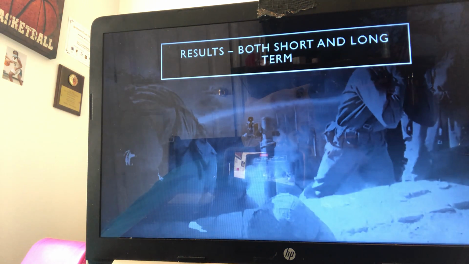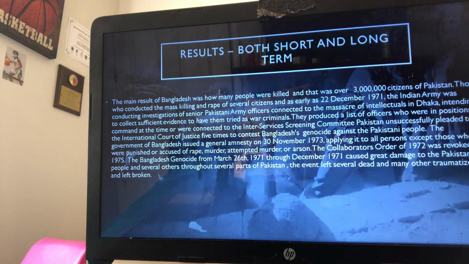Results, both short and long term. The main result of Bangladesh was how many people were killed, and that was over 3 million citizens. Those who conducted the mass killings and rape of several citizens were investigated, and as early as the 22nd of December 1971, the Indian Army was conducting investigations of senior Pakistani Army officers connected to the massacre of intellectuals in Dhaka, intending to collect sufficient evidence to have them tried as war criminals.